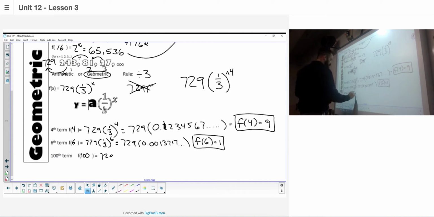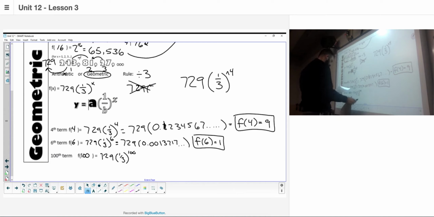729 times 1/3 to the 100th power. It's a really small number. You take a fraction, you multiply it by itself 100 times, your number is just going to get smaller by 1/3 every time. 1/3 smaller, 1/3 smaller, 1/3 smaller, which is a really teeny tiny number.